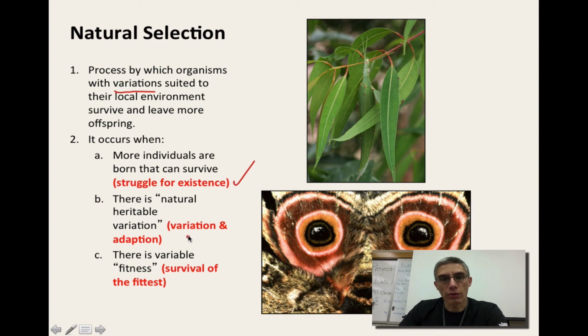Looking back at what we talked about in the previous slide, variation and adaptation are really important. And of course, as we said, there needs to be a high fitness. So only the fittest will actually survive out of that population. So if you look over here on the right, we have two examples.